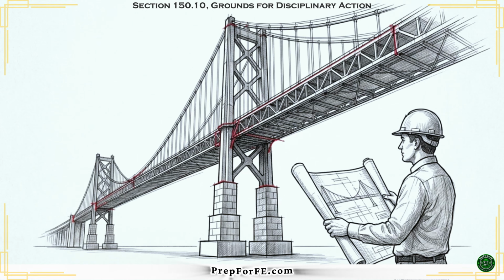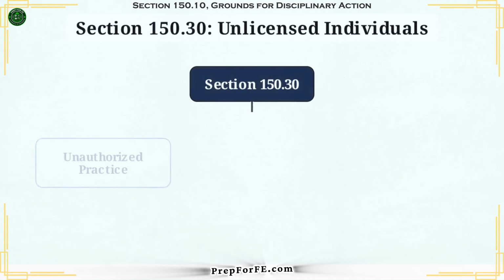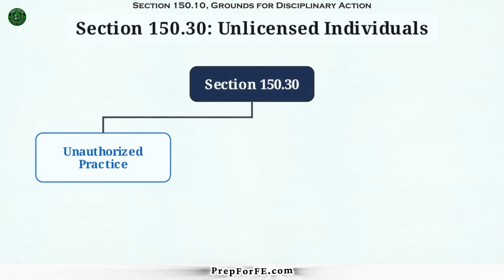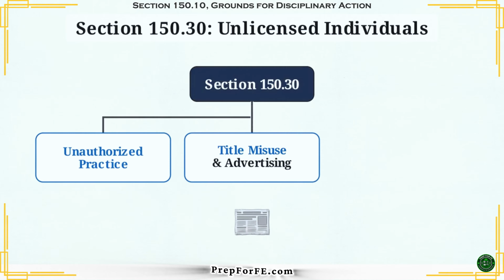Collectively, these violations represent a failure to uphold the technical trust and legal standard of care that the state expects from a licensed professional. Turning to Section 150.30, we find rules governing the unlicensed public. The most direct violation is unauthorized practice, engaging in engineering work without a license. There are also strict prohibitions against using protected titles, like professional engineer, in a business name.